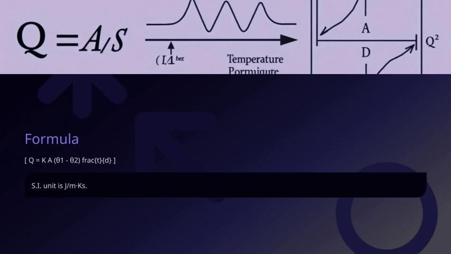A is the cross-sectional area. The larger the area, the more heat can pass through. The term θ1 minus θ2 indicates the temperature difference across the material, essentially the driving force for heat transfer. Then we have T over D, where T is the time, and D is the thickness of the material.